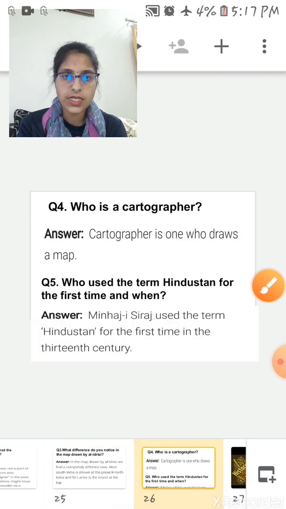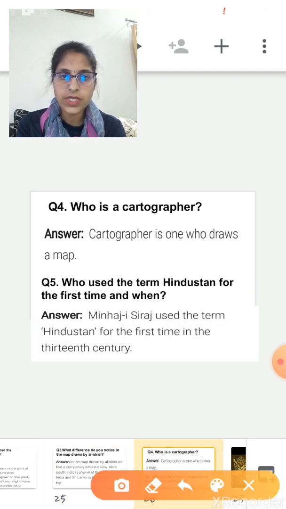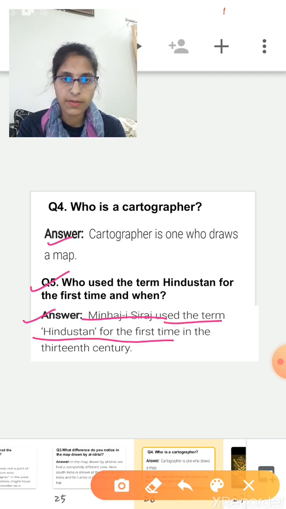Now the next question is, who is a cartographer? A cartographer is one who draws a map, and cartography is the art of map making. Now the last question is, who used the term Hindustan for the first time and when? Minhaj-i-Siraz, a Persian chronicler, used the term Hindustan for the first time in the 13th century, right?